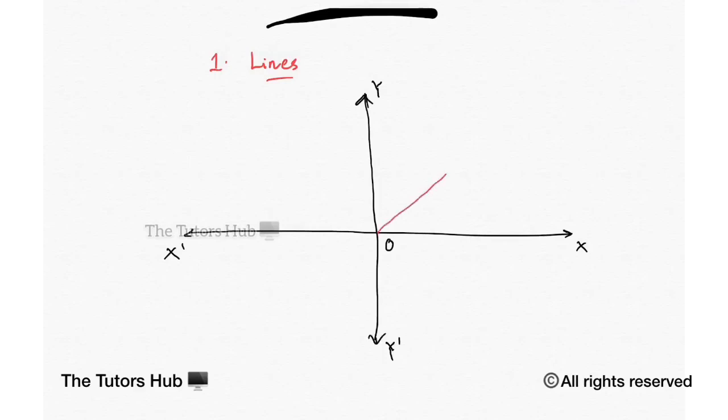This red line is our line under observation, and we are going to write some features with respect to this line. So you can see that the line is inclined at an angle theta with the positive direction of the x-axis. The line is represented by the letter L. Okay, is that clear? I have drawn a line which is inclined at an angle theta with respect to the positive direction of the x-axis.